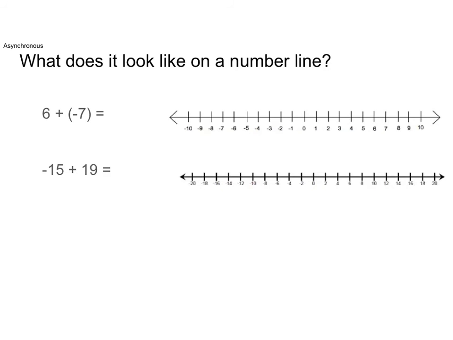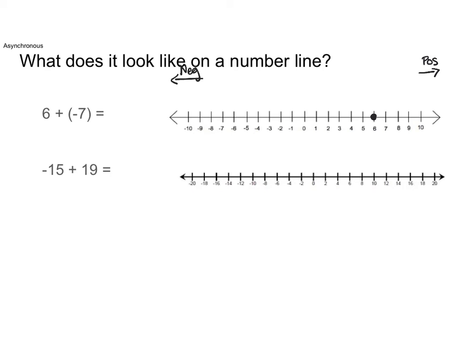All right, so what does it look like on a number line? So if I start with 6 plus a negative 7, I'm going to start at 6. And then it says I'm adding a negative 7. When I'm adding a negative 7, I'm going to the left. So when I add a negative, this becomes more negative, right? So negatives are going that way, and this would be adding positives, okay?